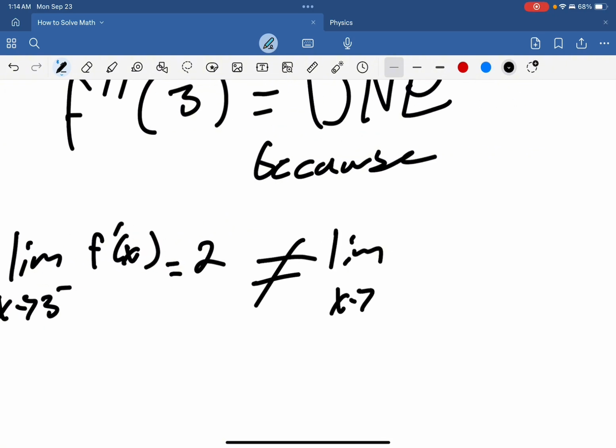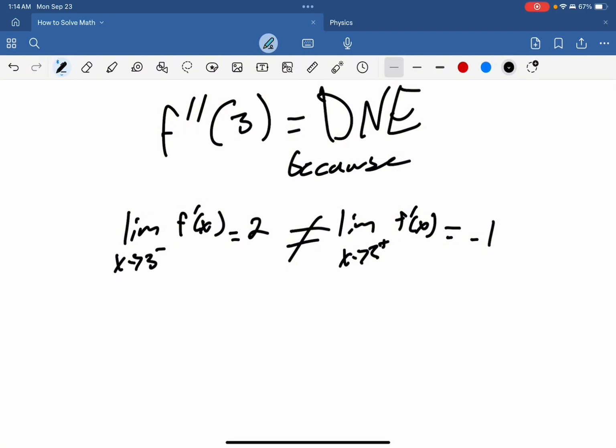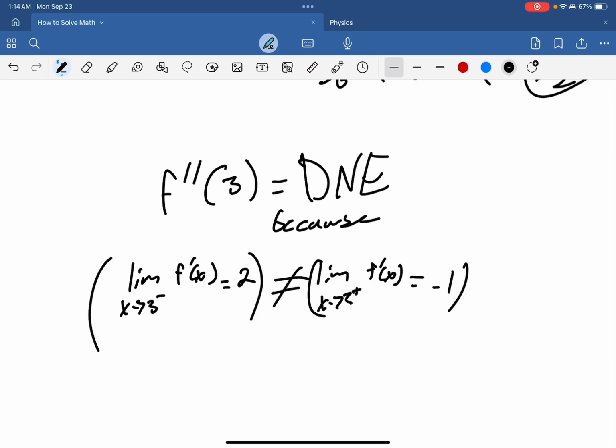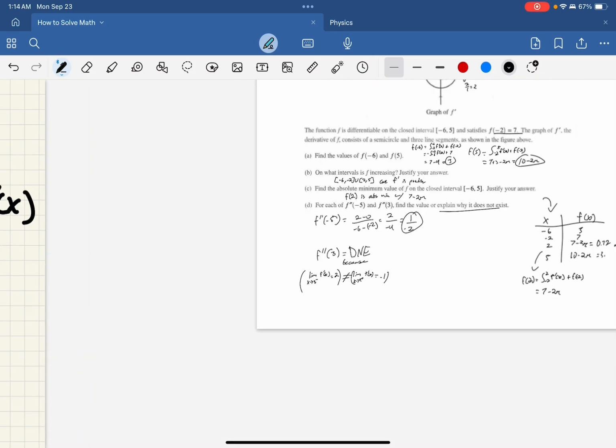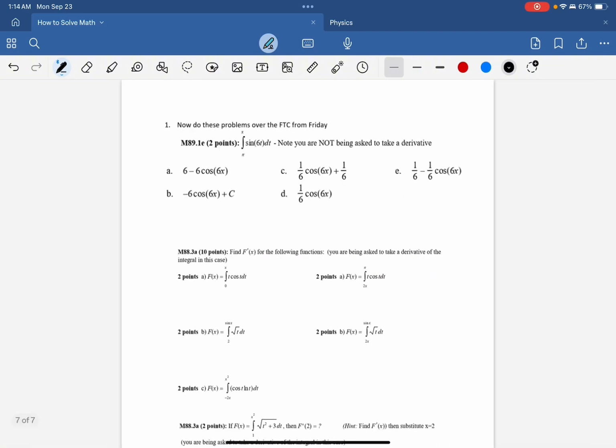The limit as x approaches 3 from the right of f prime of x equals negative 1. And then let me just put parentheses around these parts so that I know. And yeah, this is your justification. The limits from the left and the right do not equal, so it does not exist. Anyways, this is the first page done. Let's move on to the second page.